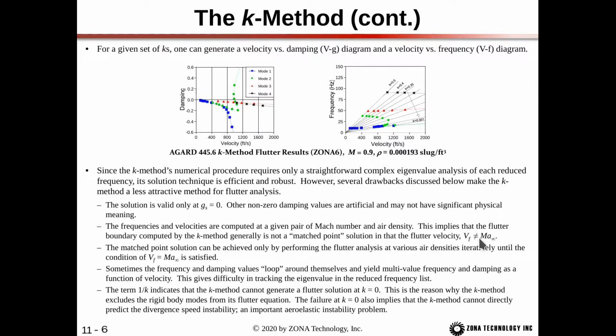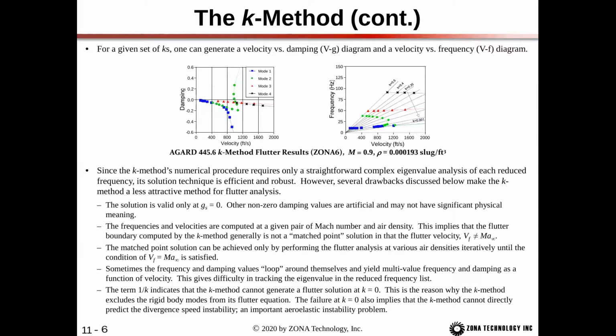So for a matched point flutter analysis, Vf is guaranteed to be equal to M times a, but for the non-matched point analysis, this condition does not have to hold. So the matched point solution can be achieved only by performing the flutter analysis at various air densities iteratively until the condition V equals Ma is satisfied.